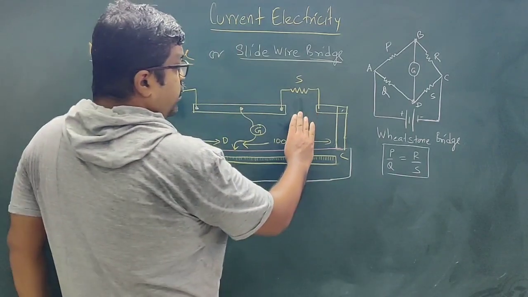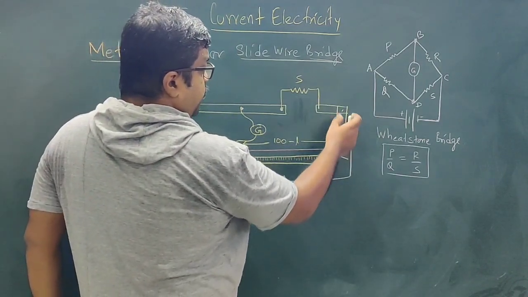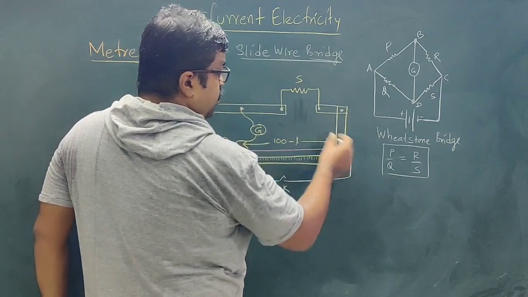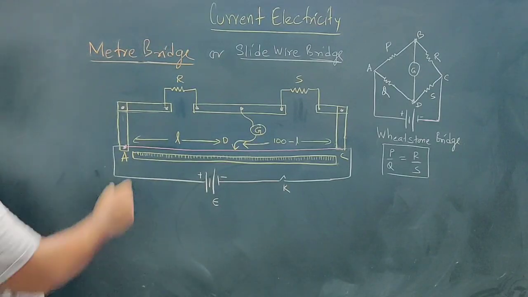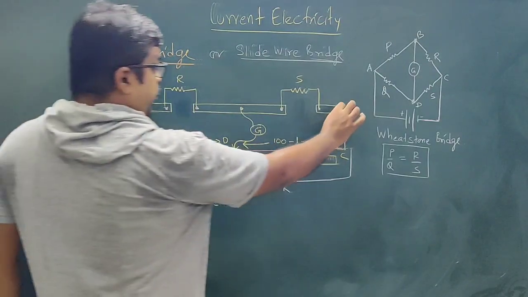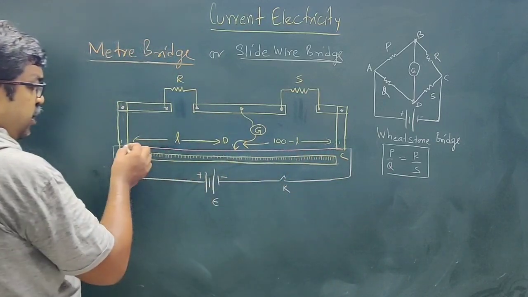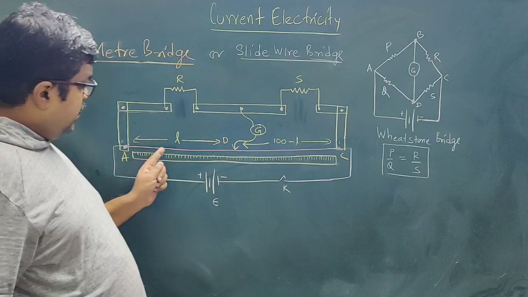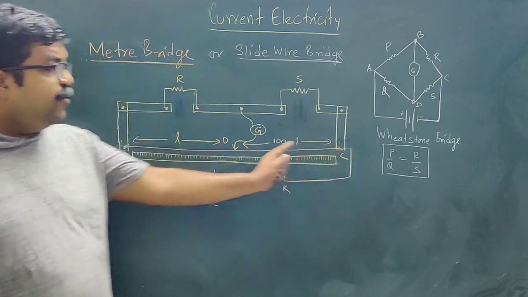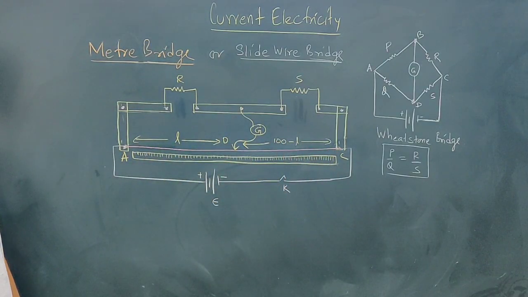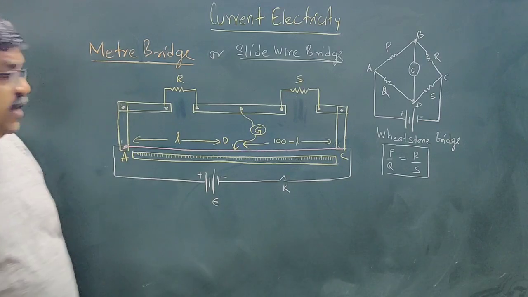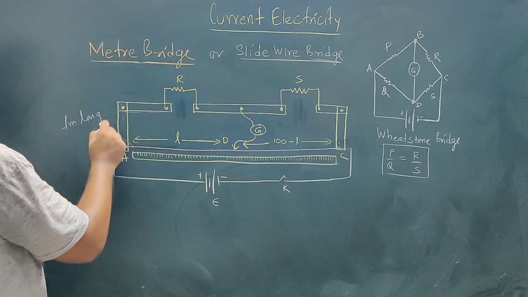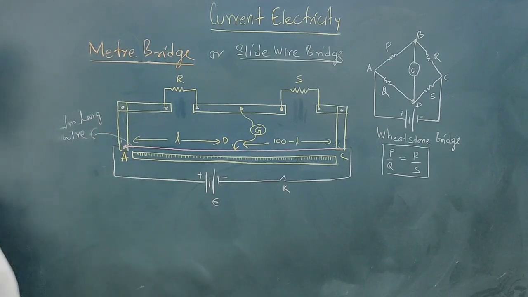Now similarly again there is a gap. This is another metal strip and this is another metal strip. Here is a screw, there is a screw, this is fixed, this is also fixed. Now this is one metal strip, this is another metal strip. From this end to this end, this pink color line represents a 1 meter long wire.